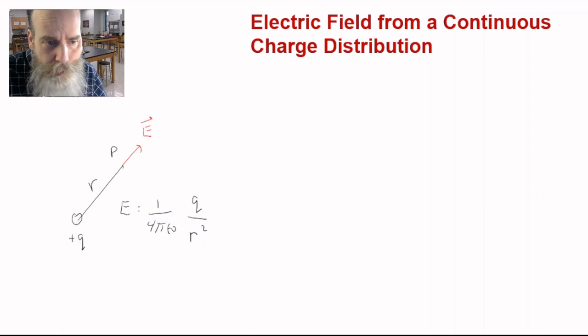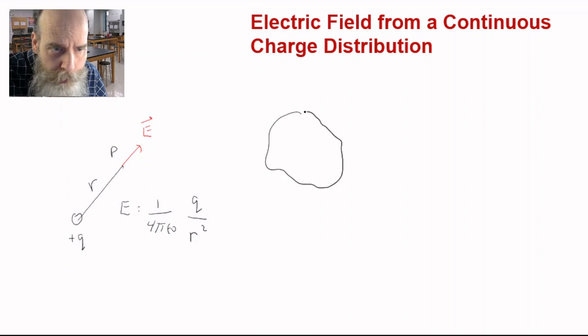What happens if we have a macroscopic charged object? Here's a macroscopic charged object, also called a continuous charge distribution. Now, to find the electric field from the macroscopic object, we divide it into small elements of charge, dq. So here's one of the dq's.